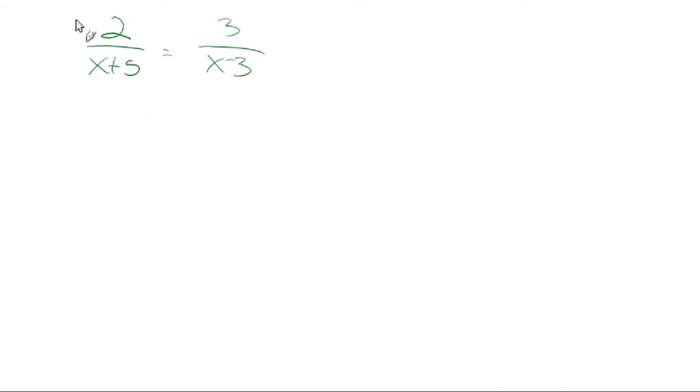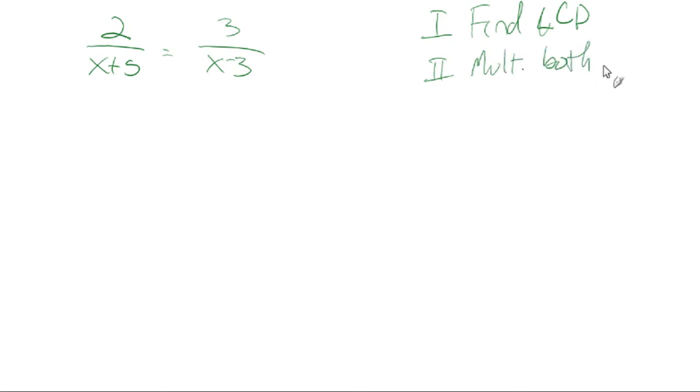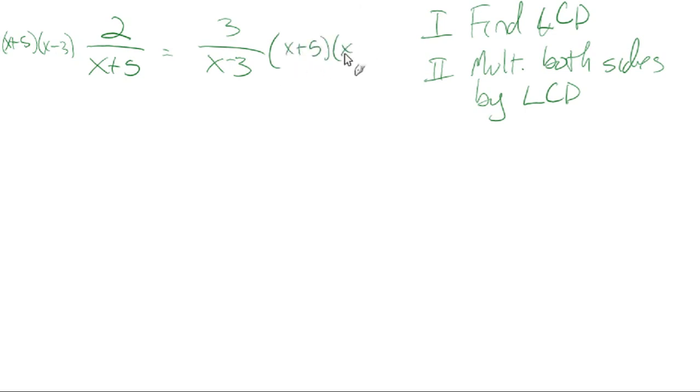Okay. So next, once we've found the lowest common denominator, so let's just put this: find lowest common denominator, then multiply both sides by the lowest common denominator. So let's do that now. So x plus 5 times x minus 3, and multiply this side by x plus 5 times x minus 3.